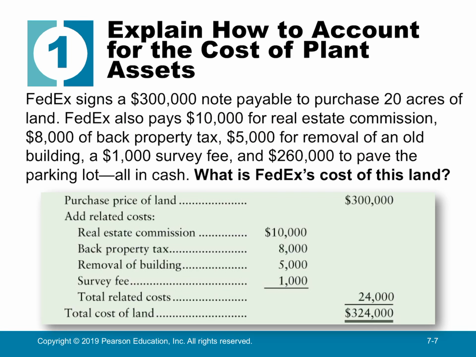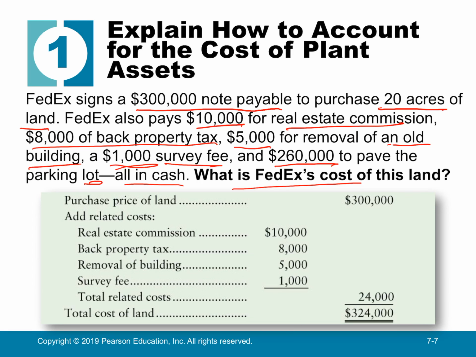So here's a good example. FedEx signs a $300,000 note payable that buys 20 acres of land. In this transaction, FedEx will also pay $10,000 of cash for a real estate commission, $8,000 of cash for back property taxes, $5,000 of cash to remove an old building, and $1,000 of cash as a survey fee. They will also pay $260,000 to pave the parking lot, and all of that is in cash, right?